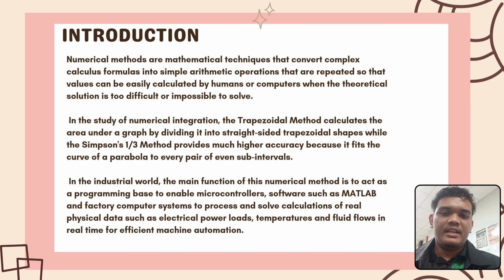For numerical integration, the trapezoid method calculates the area under a graph by dividing it into trapezoid slices. The Simpson's 1/3 method provides much higher accuracy because it fits the curve of a parabola to every pair of even subintervals.